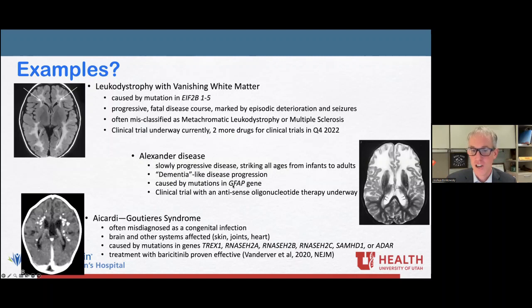Alexander disease, shown here on the right, is a totally different disease. It has a different gene cause, and it also has a clinical trial going on, but a totally different treatment trial. And so we're trying to really illustrate to the CDC committee that, look, these are different diseases, different genes, different treatments. And here at the bottom, AGS, Aicardi-Goutieres syndrome, has a different set of genes. So 5 or 6 different genes can cause it. And now there's actually a treatment that is basically standard of care, baricitinib, for people with AGS. And so that's why it's so important to have different codes for these different diseases.